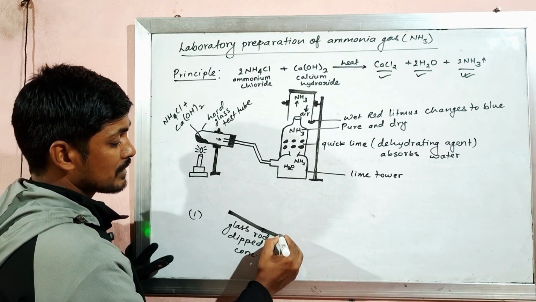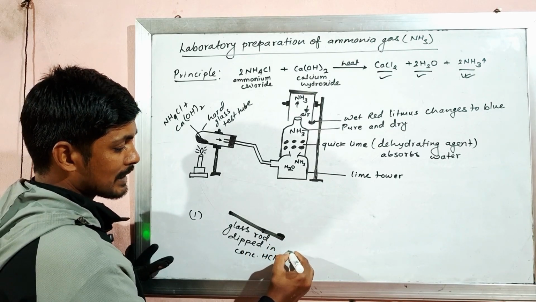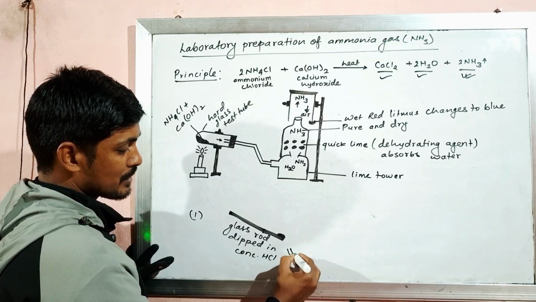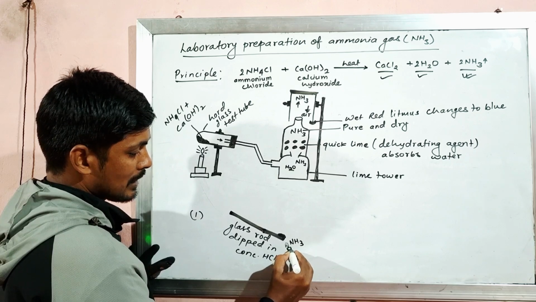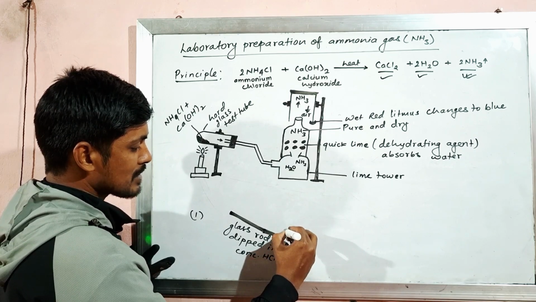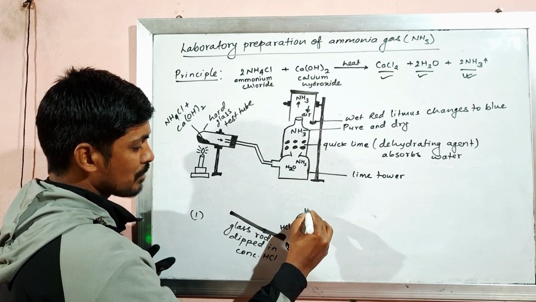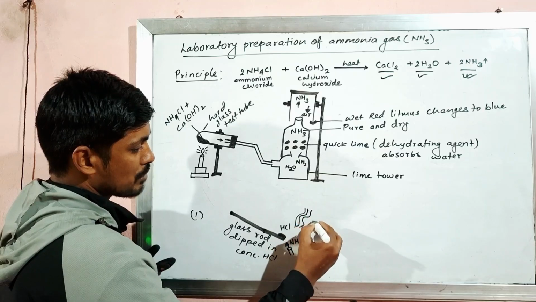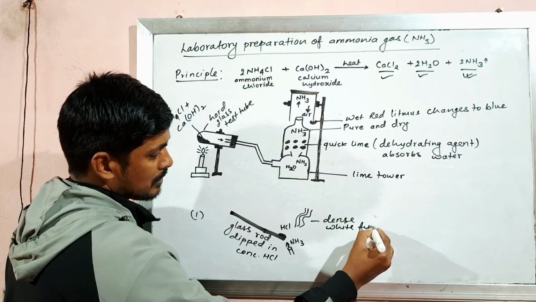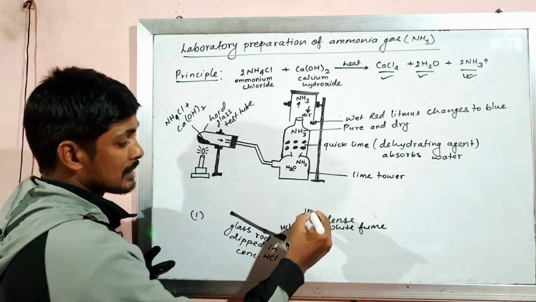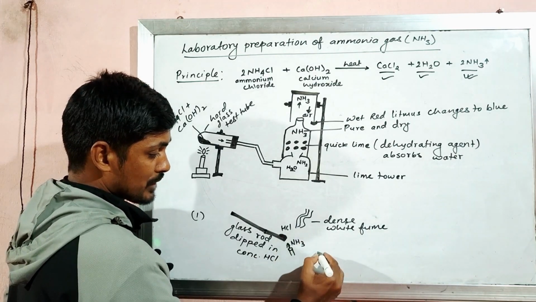When this glass rod dipped in concentrated hydrochloric acid is exposed to ammonia gas, suppose this is the delivery tube through which ammonia gas is coming, then this ammonia gas when it comes in contact with this HCl produces a kind of dense white fume, like the smoker's smoke. This dense white fume is formed because of the reaction of this ammonia and hydrochloric acid.